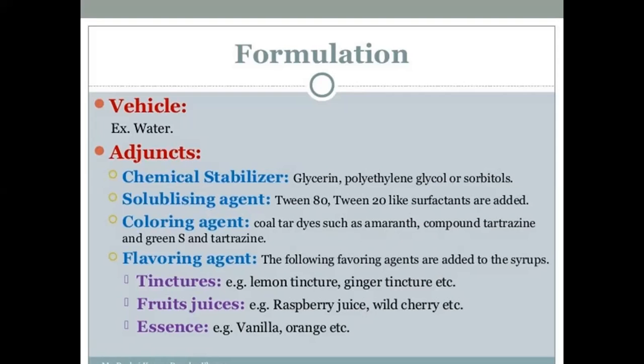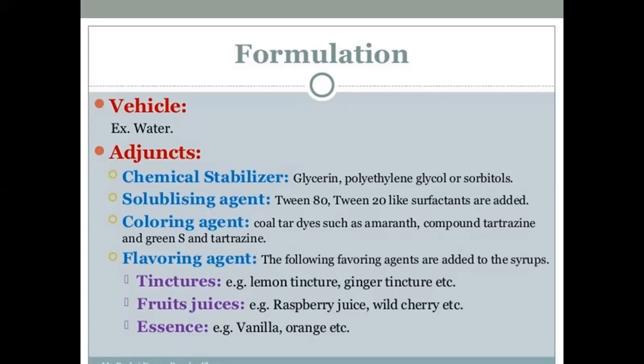Then why are coloring agents added in the syrup? What do you think? Coloring agent. To give an attractive appearance to the formulation, that is correct. So coal tar dyes such as amaranth, compound tartrazine and green S and tartrazine are added as coloring agents. So these coloring agents are also asked in MCQs.